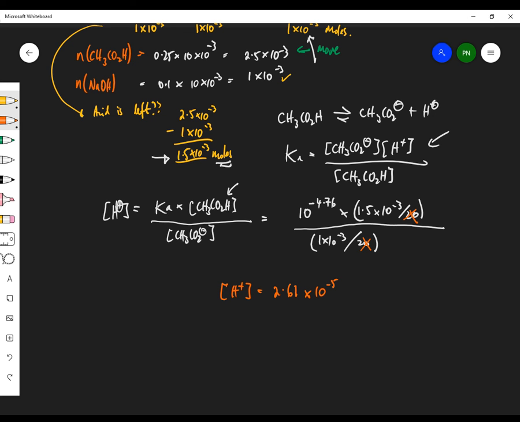That's the H concentration. Now let me find the log of this. Log of 2.61 exponential minus 5 is equal to, I get 4.58. Oh, that's what we're talking about. 4.8. So that's the H. This is the pH. I think that's the answer we got before.